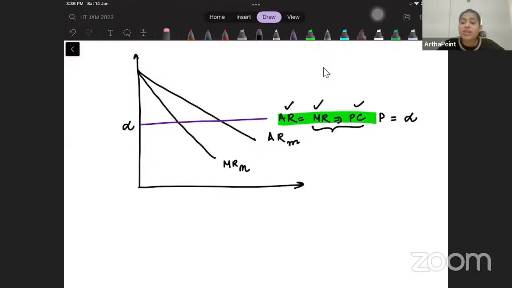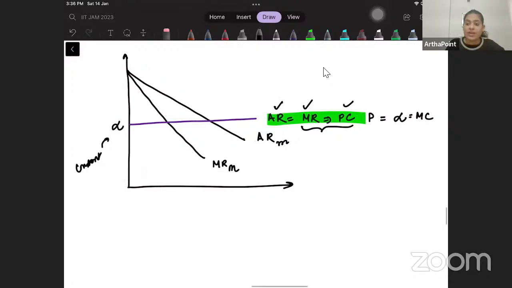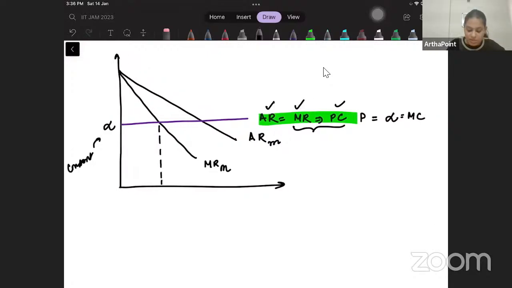A monopolist is charging a higher price. What is happening for a monopolist? He charges where MR is equal to MC. If I consider MC to be a horizontal line, because it is given as constant, a monopolist will equate MR to MC here. This is his quantity, and he will take this to the AR curve. This is his price. So understand, for the competitive firm, AR, MR, MC, price, all are equal, and they're equal to this alpha.